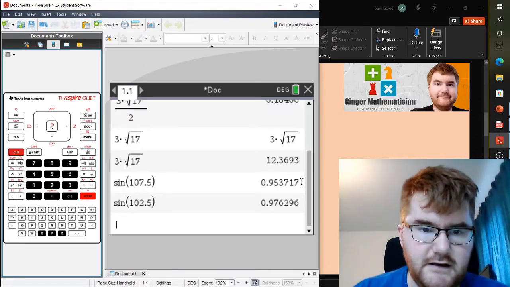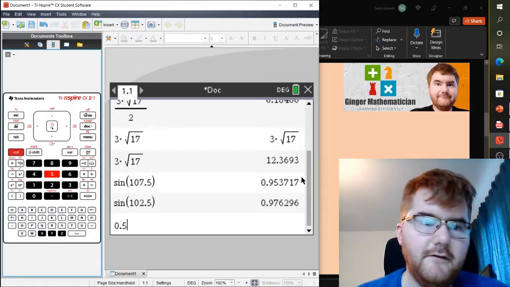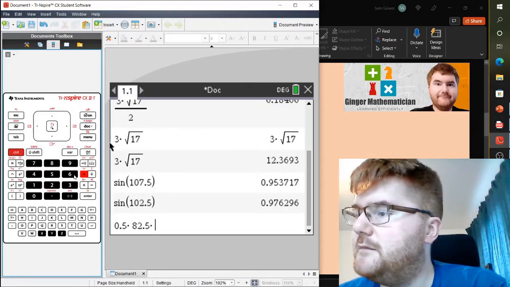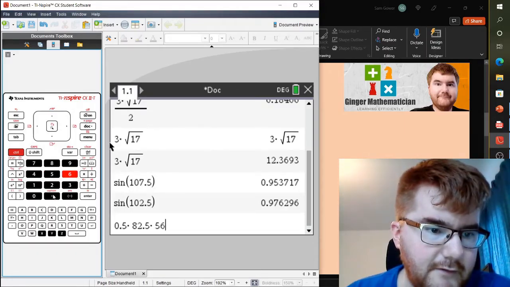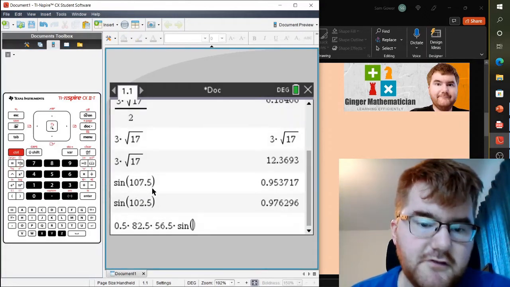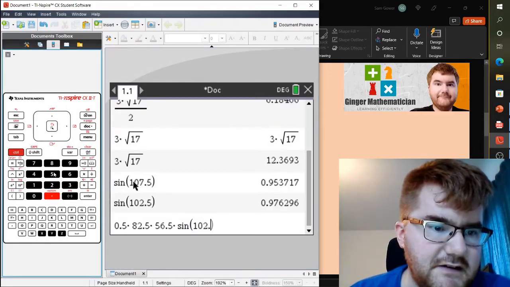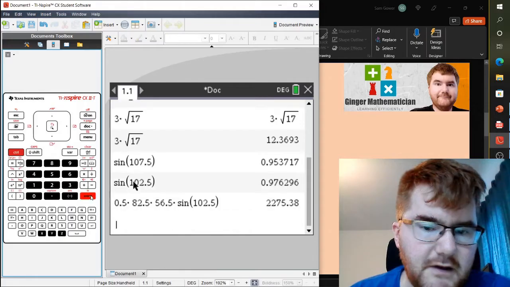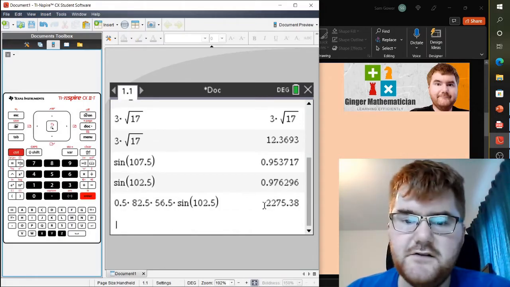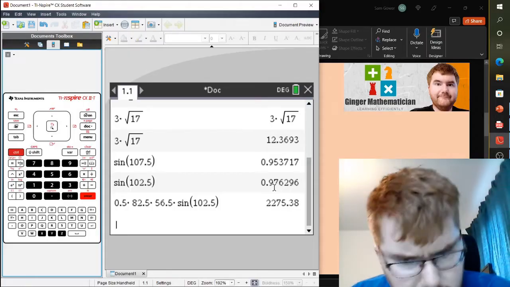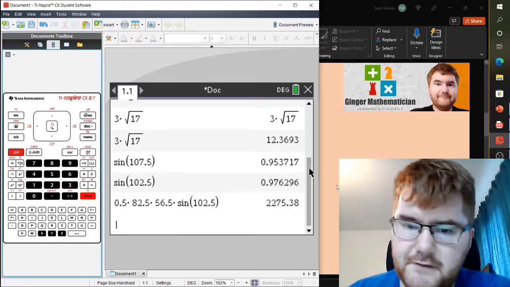So we're going to type in 0.5 times 82.5 times 56.5. And this is the important part here. So we want sine. You can also write SIN as well. That also works. Make sure your calculator is in degrees. That is very important. And then we're going to get our final answer of 2,275.38. Mine's at float 6. You probably should have a bigger float, but it will be fine for this question.